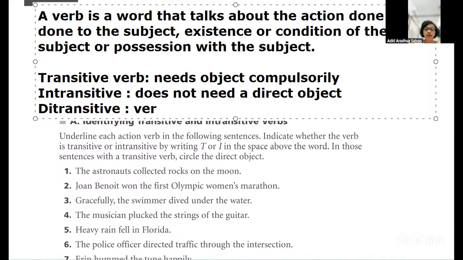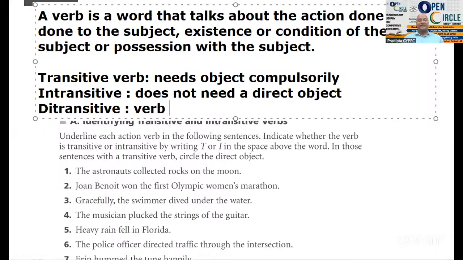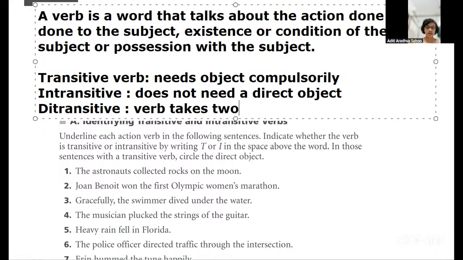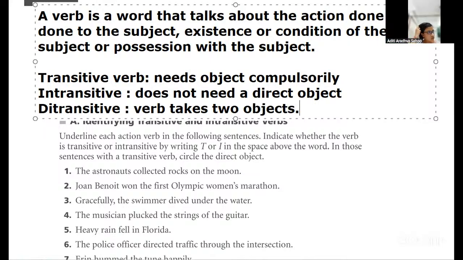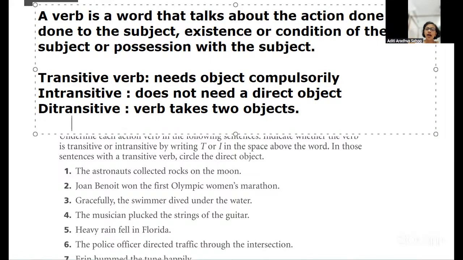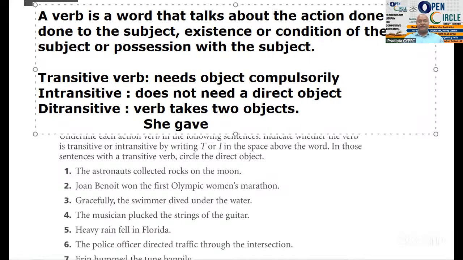A ditransitive verb takes two objects, not subjects. Can you give an example of a ditransitive verb? Sir, she gave me flowers. She gave me flowers. Correct?